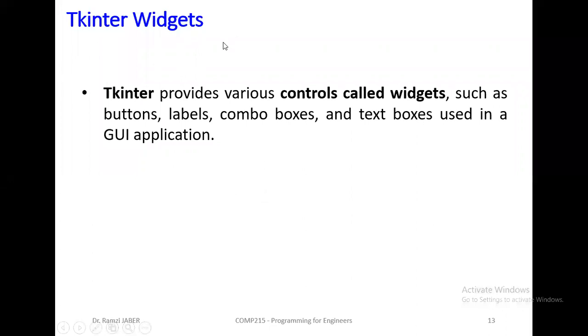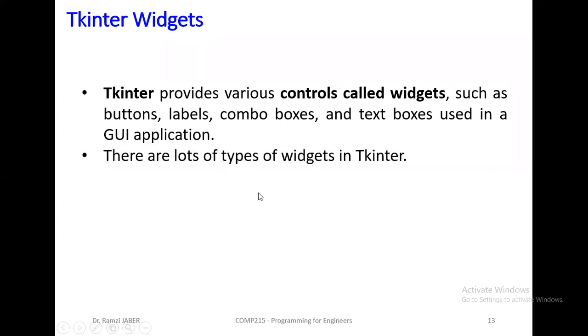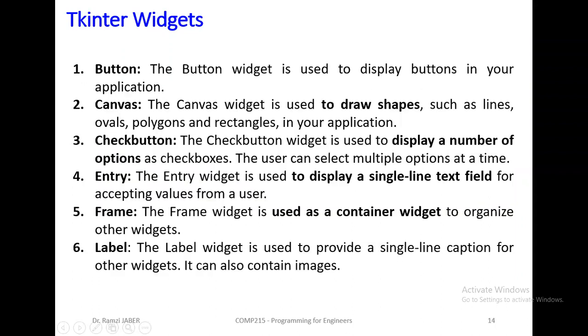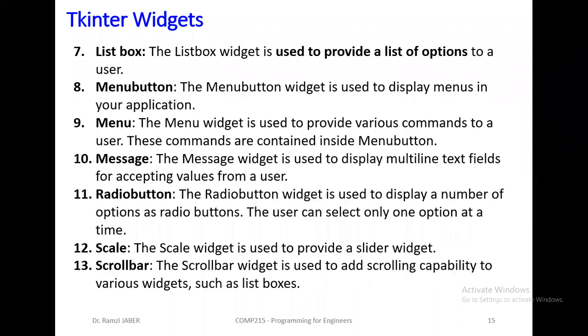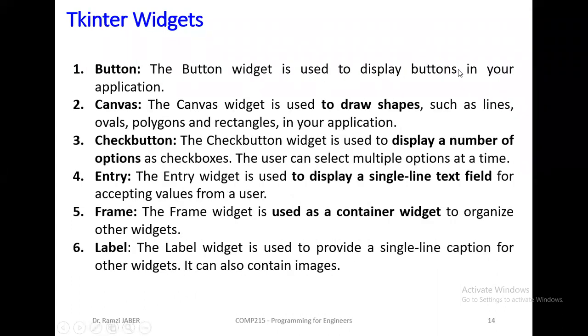Now, what about widgets? What are widgets? This tkinter library, because we have other libraries for graphics, provides various controls called widgets, such as buttons, labels, combo boxes, text boxes, and many others used in GUI applications. We have a lot of types of widgets in tkinter. In tkinter we have 19 widgets. In this course we'll talk about around 10. So we have 19 widgets, which are button, to add a button to your screen.